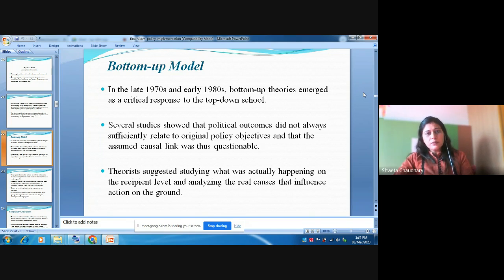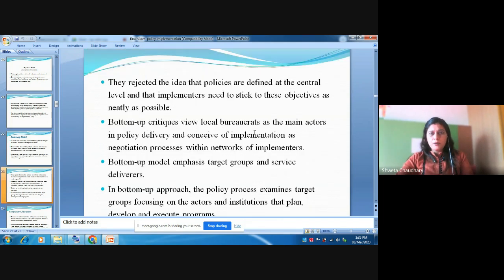Whatever policies or incentives the government is giving for a certain policy, whether that incentive is reaching the poor people or not. If not, for them the bottom-up model has been developed. It means we create a policy that emerges from the grassroots level, or initiates from the village itself, not at central level. This is the bottom-up model.